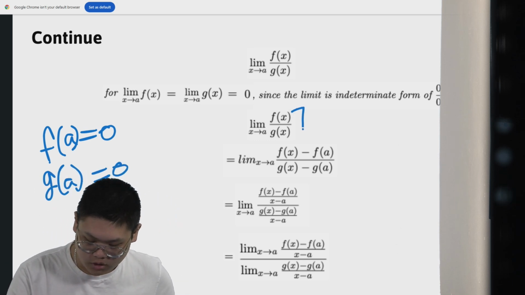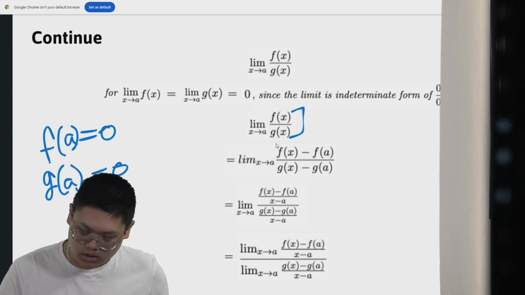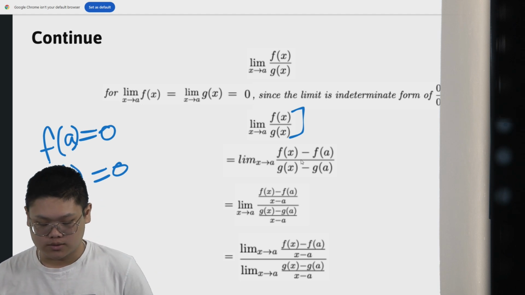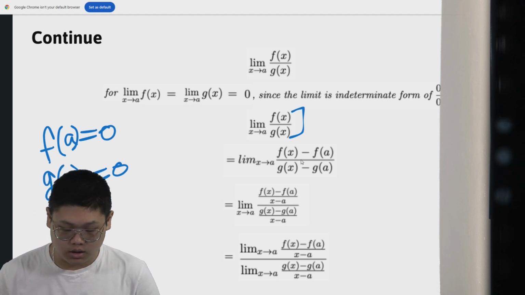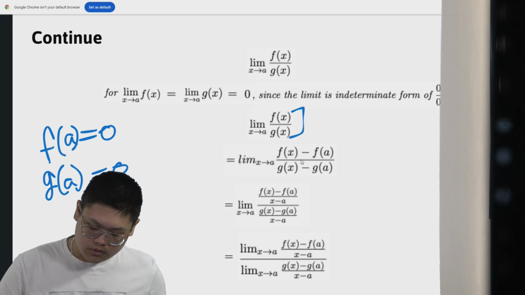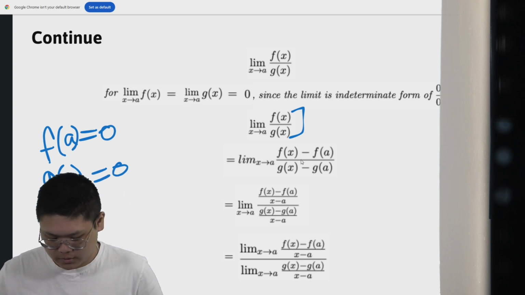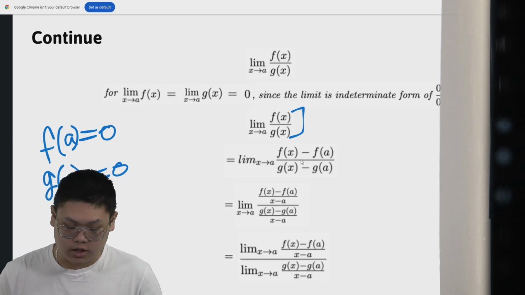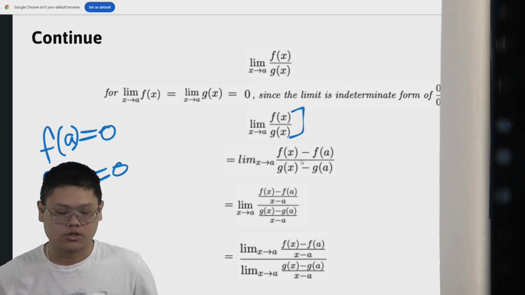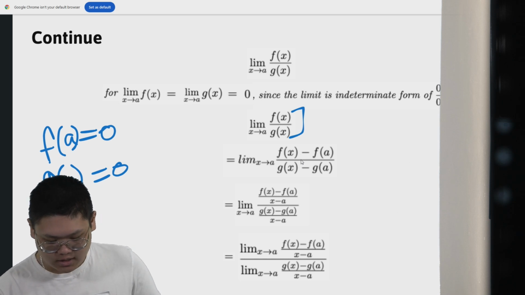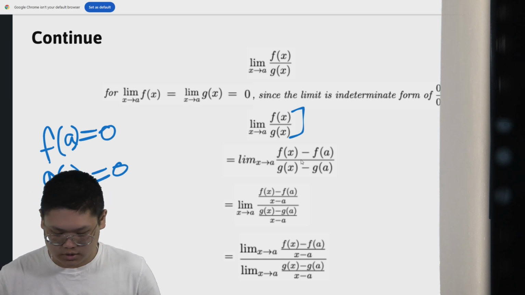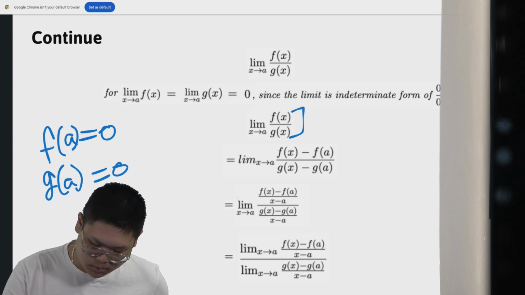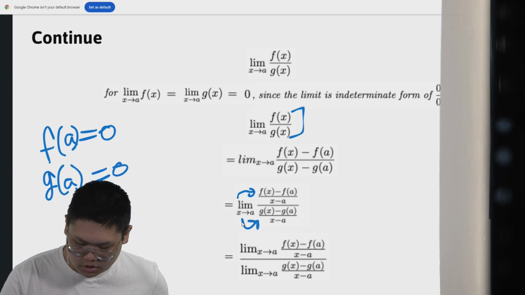And so we have our original limit, then we subtract f of a and g of a because we're just technically subtracting 0, so nothing is changed about the actual limit itself. Then we will continue transforming this function by dividing it by x minus a on the numerator and denominator, so we're still not really changing the function, it's the same function. And now we can apply the limit to the numerator and denominator.